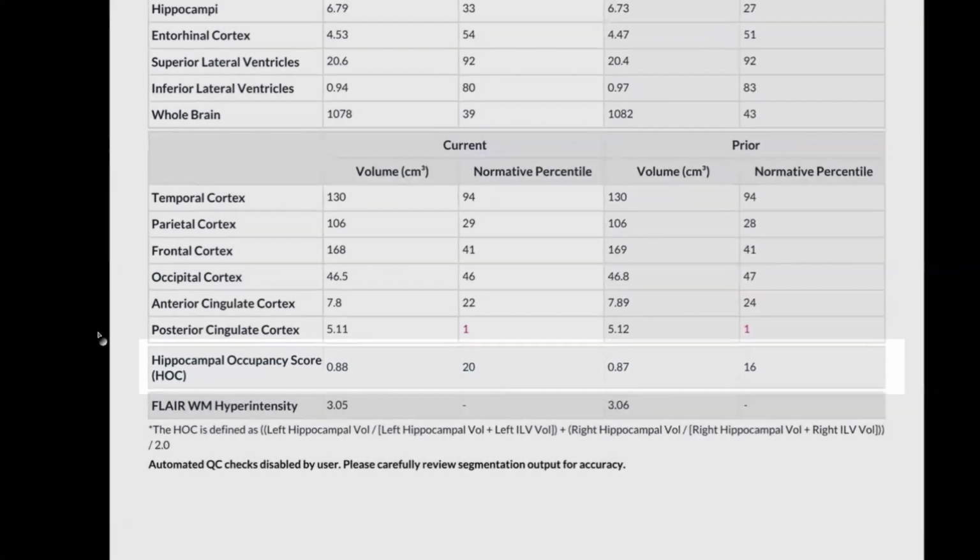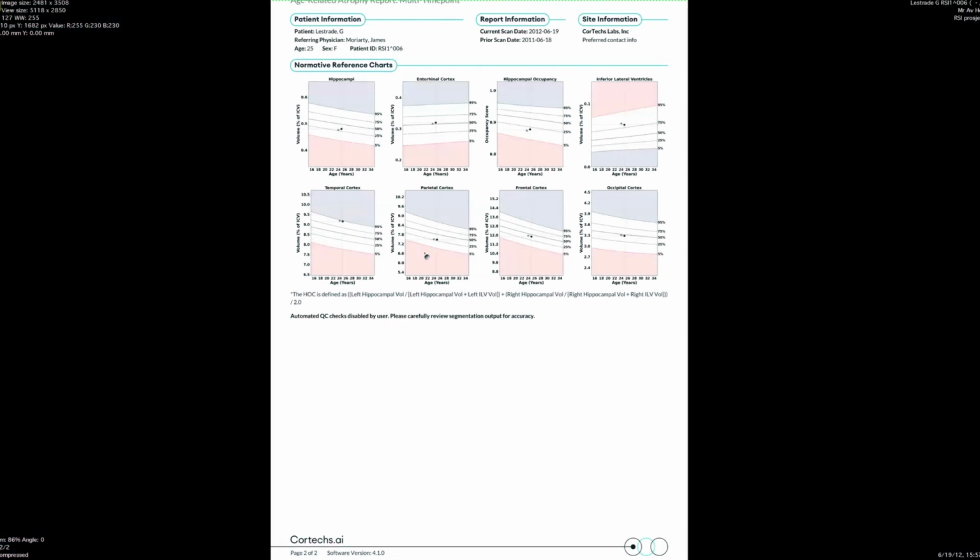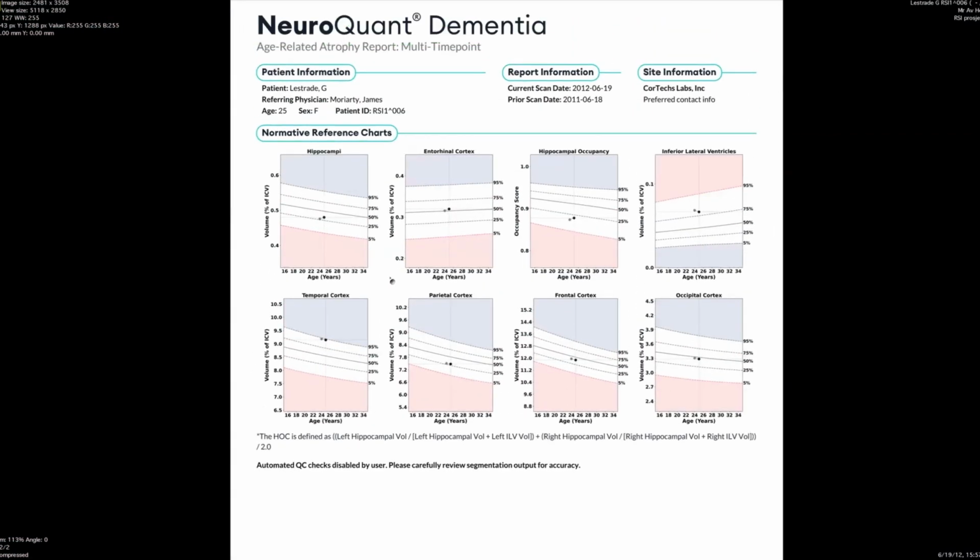And this is important for being able to track different disease states, such as microvascular ischemic disease, or if someone is being followed for dementia, they can also have the FLAIR-specific white matter hyperintensity over time as well. The second page showcases these different normative reference charts across these different areas.